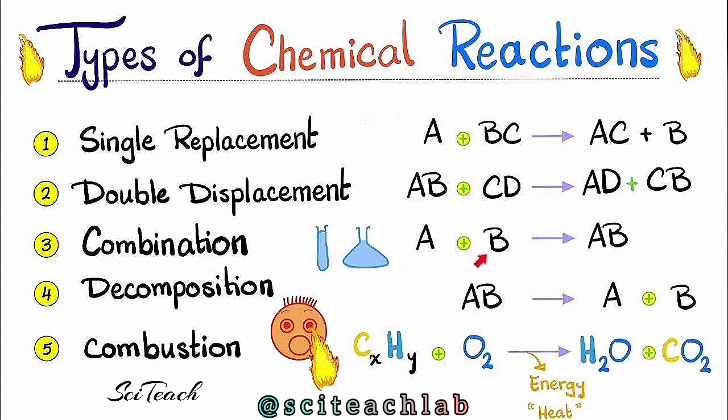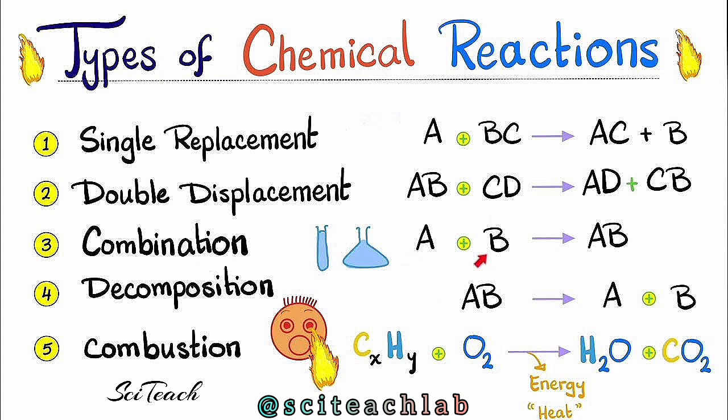The second one is decomposition reaction. Combination is joining together. Decomposition is breaking apart. So a single reactant is decomposed or broken down into two or more products. And when heat is needed to bring about this decomposition, we call it thermal decomposition. Just like limestone, CaCO3, can be broken down to calcium oxide, CaO, and carbon dioxide, CO2. That's decomposition reaction. Then we have displacement reaction.